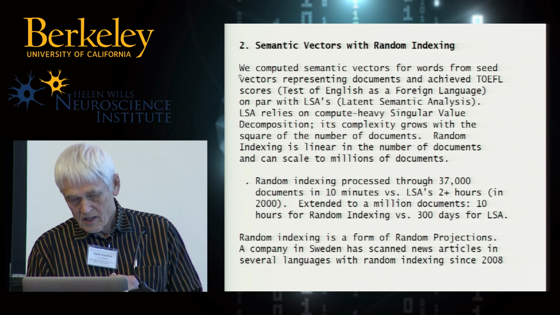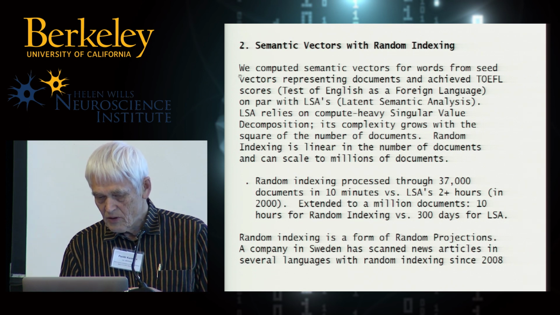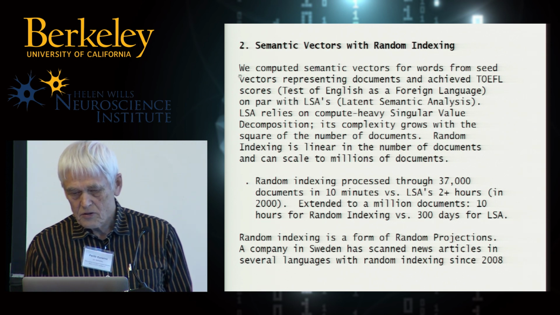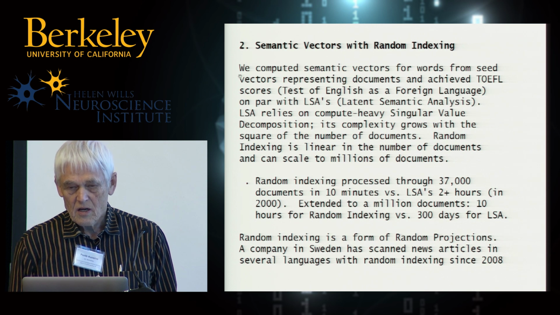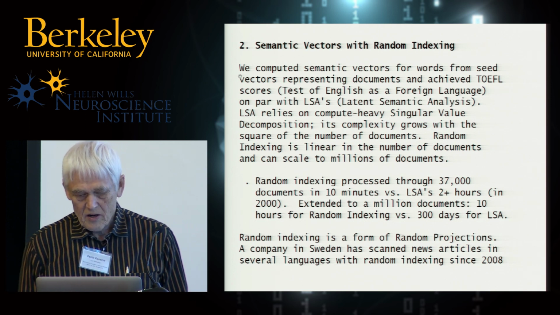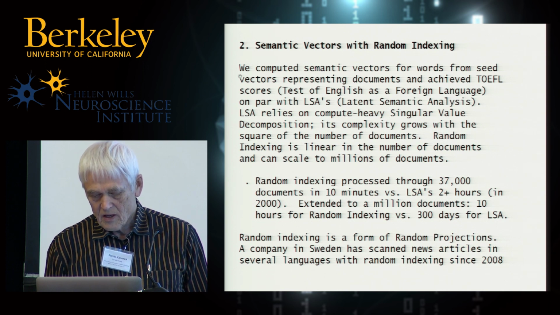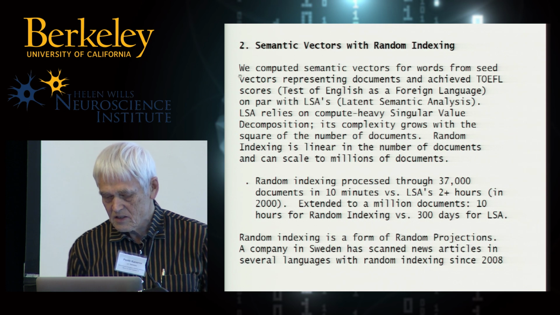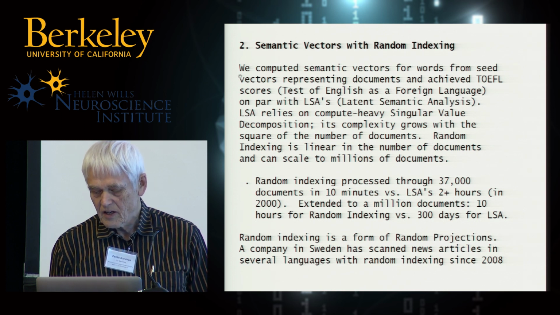When this kind of semantic vector calculation is done with latent semantic analysis, then the random indexing of the same data set produced equivalent scores on the Test of English as a Foreign Language. Now, the difference is that latent semantic analysis requires singular value decomposition, and its complexity grows with the square of the number of documents, and random indexing is linear. So in our experiment, we went through 37,000 documents in 10 minutes using random indexing, and it took over 2 hours with latent semantic analysis. If you extend this to 1 million documents, it would be 10 hours for random indexing versus 300 days for latent semantic analysis.